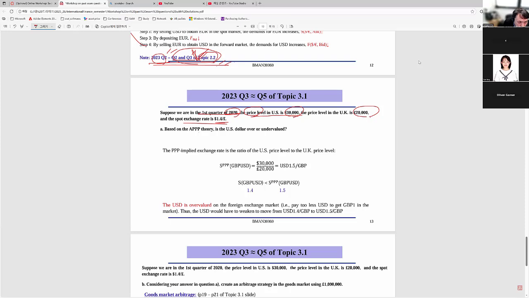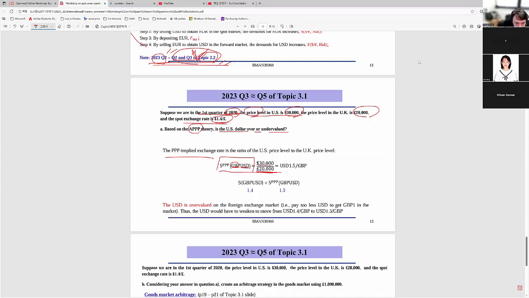Based on the absolute purchasing power parity theory, is the US dollar over or undervalued? In order to answer this question, first, you have to get the PPP implied exchange rate, and you need to compare that with the actual exchange rate. So first of all, you need to compute the PPP implied exchange rate. How do we get the PPP implied exchange rate of the GBP USD? Always the price level of the currency, the first three letters, to be in the denominator. The price level of pound is in the denominator. Price level of dollar is in the numerator.